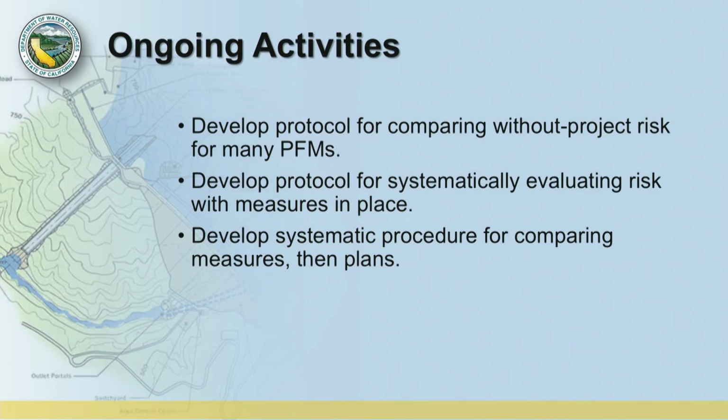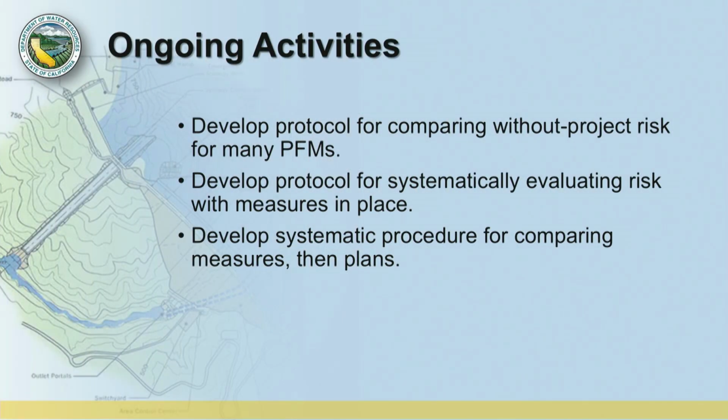Next, we have ongoing activities to develop a protocol for systematically evaluating risk with measures in place. The goal of the CNA is to decide what to do next. First, we have to understand what the current without project condition is, and then we have to understand what actions we might take will do to reduce that risk. And so that's the second step here. And then the third step related to that is to develop a systematic procedure for comparing first plans that we might take or measures that we might formulate, for example, to reduce the risk associated with the Hyatt power plant, and then to evaluate plans that would be formulated when we combine the Hyatt power plant measures, for example, with measures that will reduce risk associated with use of the spillways. Thank you.